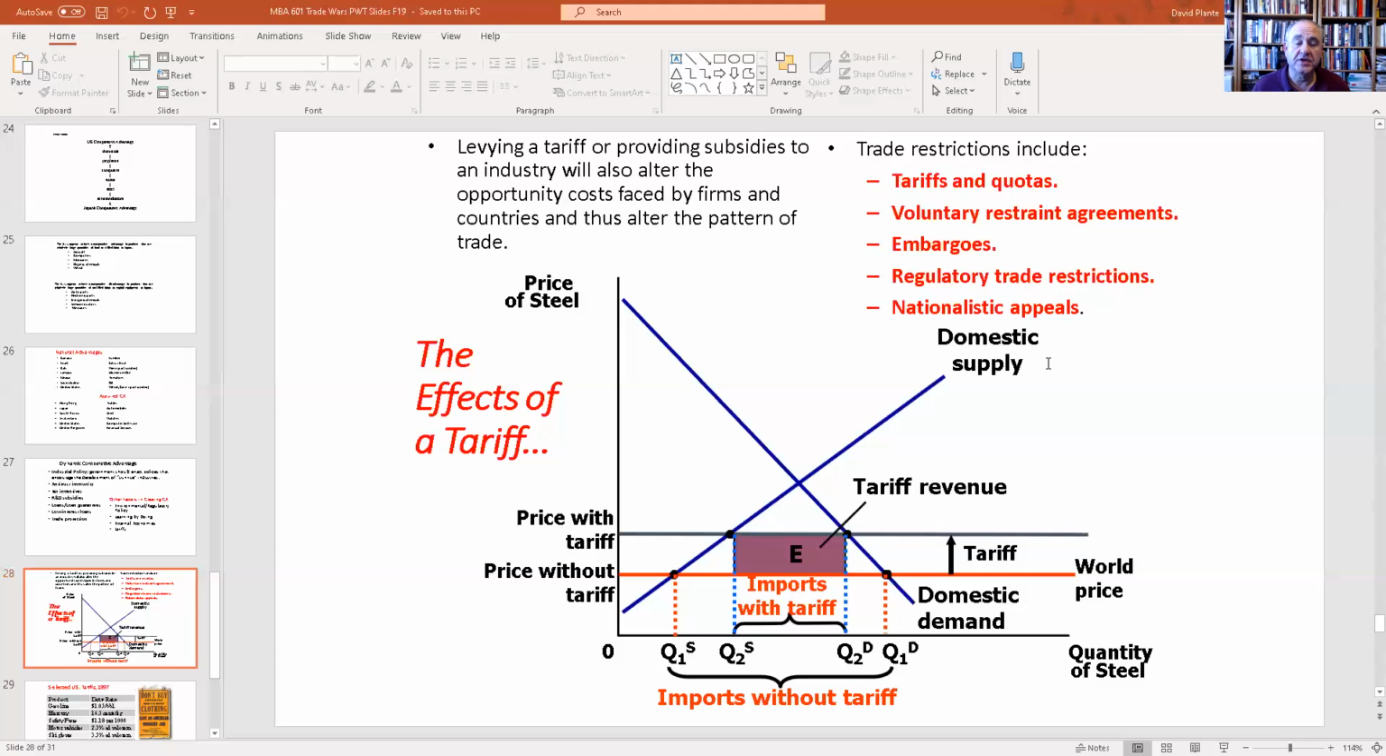And then the government also gets tariff revenue, which is the difference between the price without the tariff and the price with the tariff. That rectangular box there represents the tariff revenue. So if this is a steel tariff, which they put in place under Trump just a year and a half ago or so, it will help domestic producers, probably hurt domestic consumers of steel, and probably domestic consumers of any other goods that use steel in the production process.